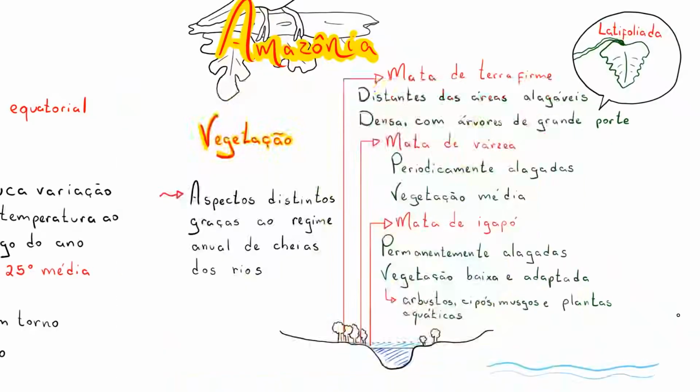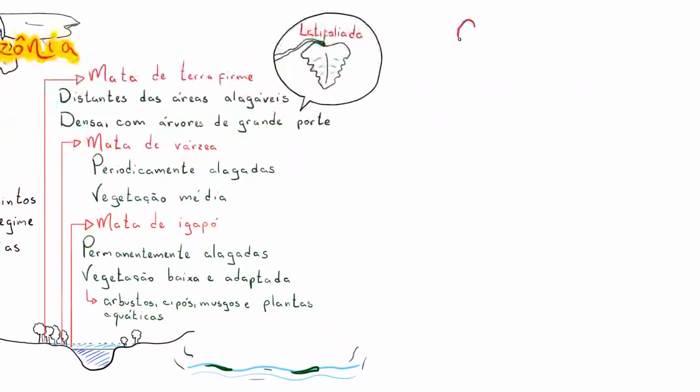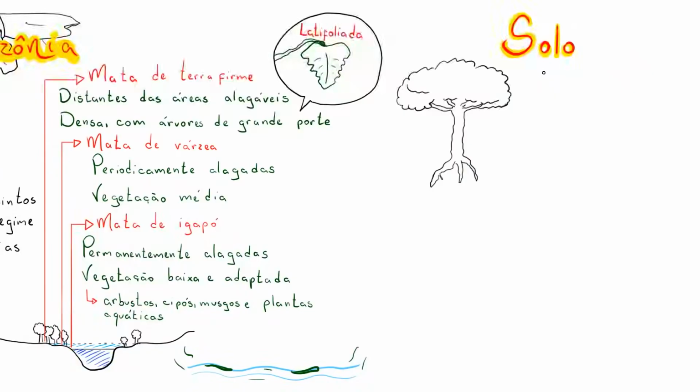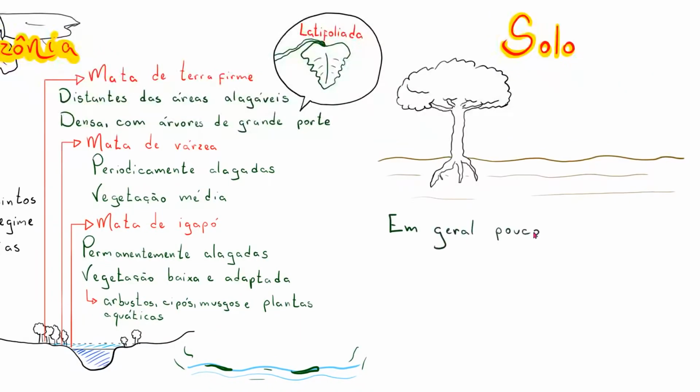Now that we've talked about the vegetation, let's finally talk about the soil of the Amazon rainforest. So hang in there. We're almost done with the video, okay? About the soil of the Amazon rainforest, I'm going to tell you something that might surprise you, which is this. The soil in the Amazon, in general, is not very fertile. But how can it be not very fertile since there's all that vegetation, that huge forest formation?